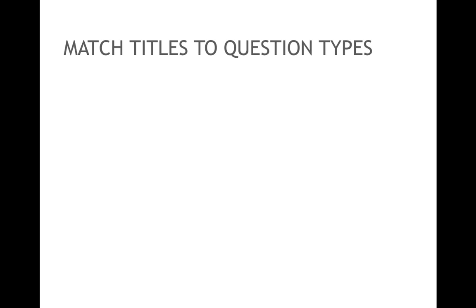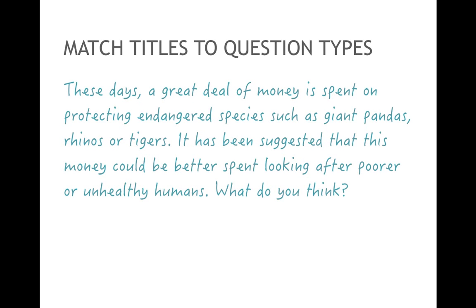Now let's just have a quick look at different questions, and let's try and see which type they fall into, which category they fall into. So have a look at this essay. These days, a great deal of money is spent on protecting endangered species, such as giant pandas, rhinos, or tigers. It has been suggested that this money could be better spent looking after poorer or unhealthy humans. What do you think?